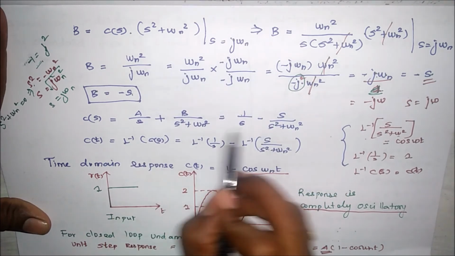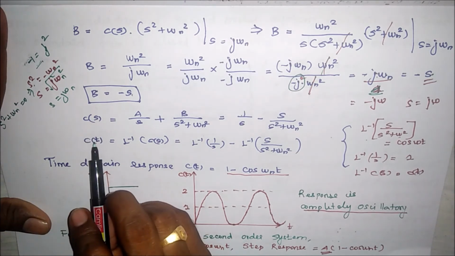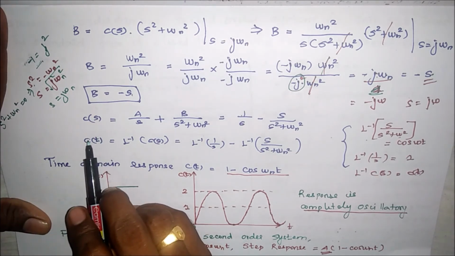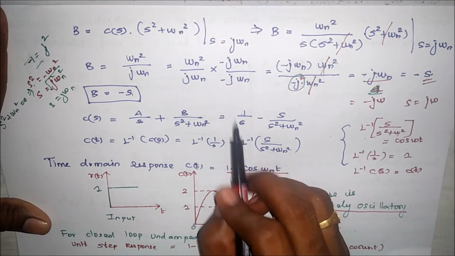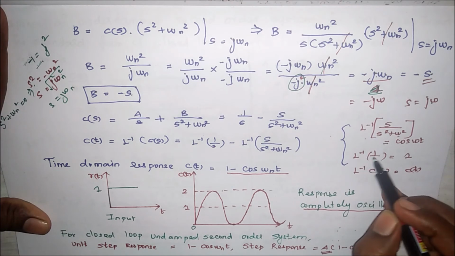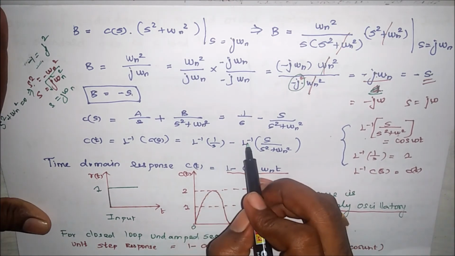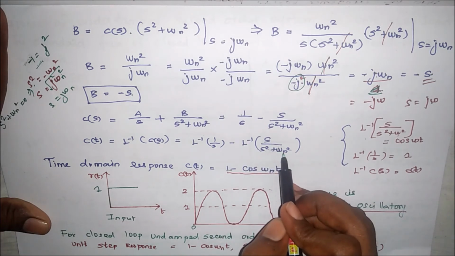So we can apply the Laplace inverse transform. Laplace inverse transform of C of s equal to C of t. This is the required response. Now we have to apply the Laplace inverse transform for both the terms individually. We know Laplace inverse of 1 by s equal to 1. Next, Laplace inverse of s by s square plus omega n square.